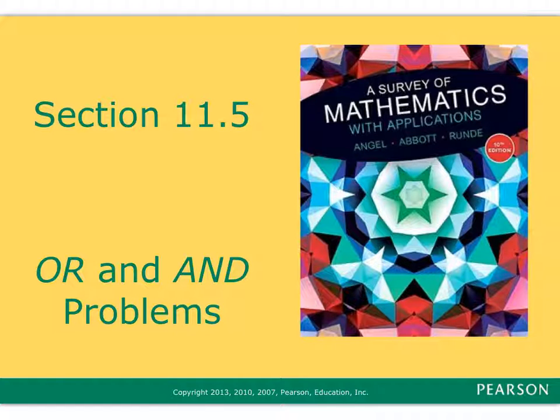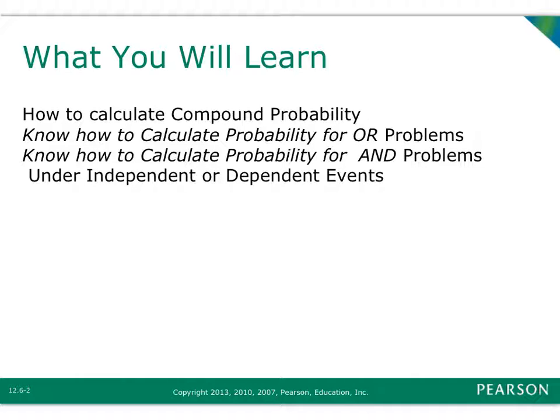In this section, 11.5, we're going to look at operations in probability and the statements "or" and "and". What you will learn in this chapter is how to calculate compound probability, how to calculate probability for "or" problems, and how to calculate probability for "and" problems. For the "and" problems, there are two types of probability to be calculated: one under independence and one under dependence.